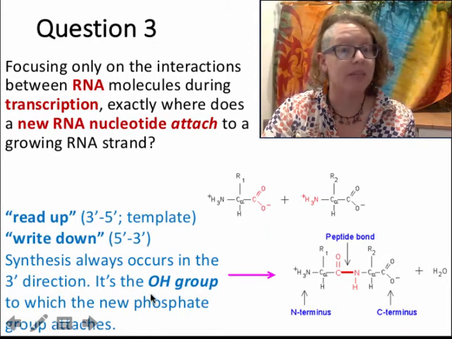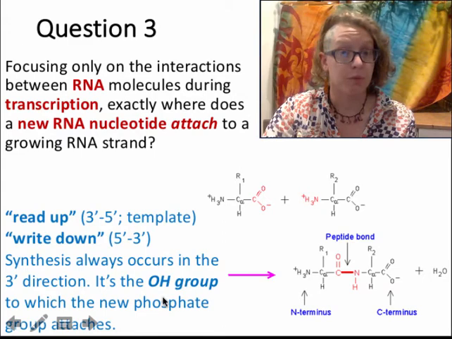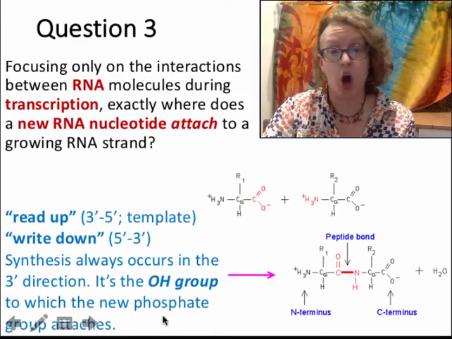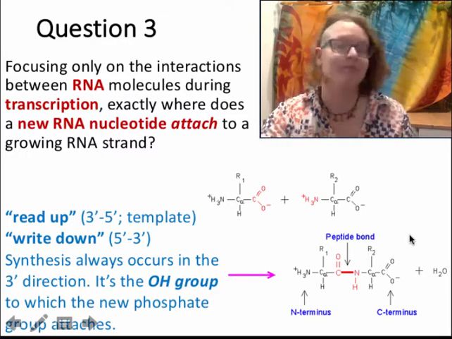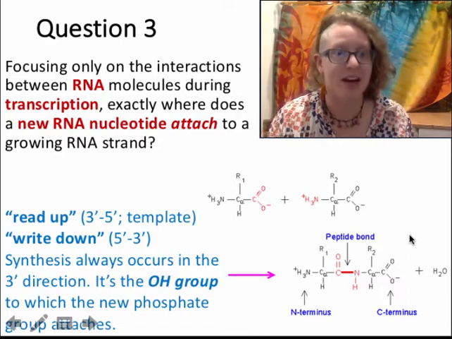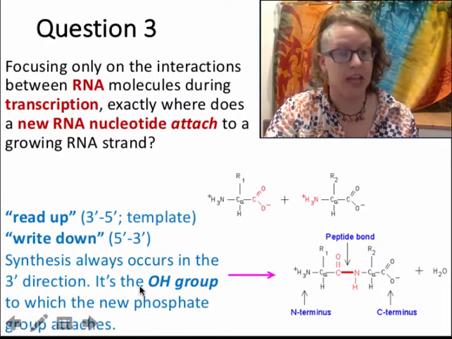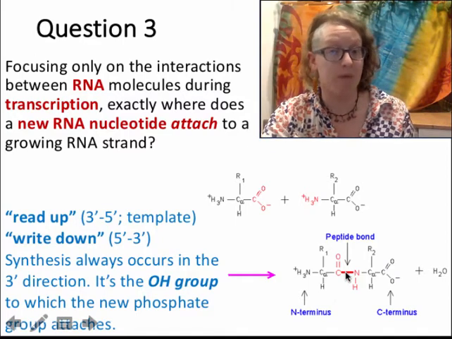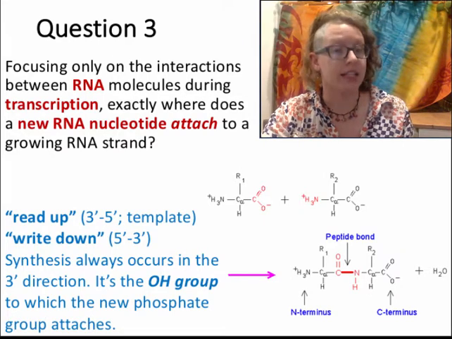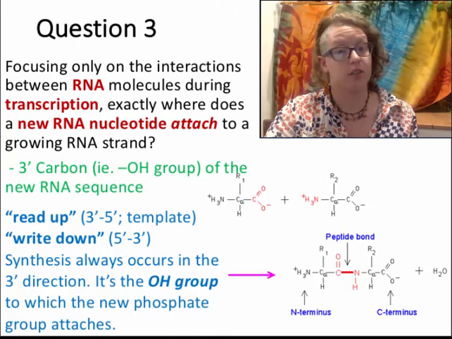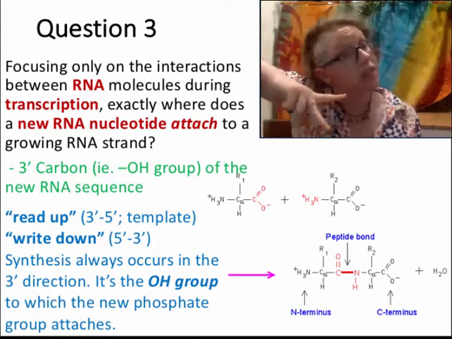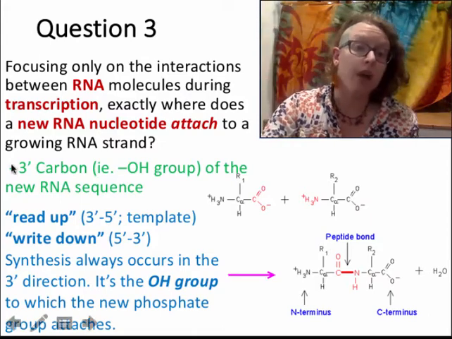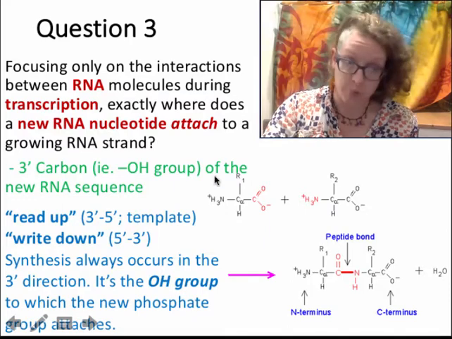And the 3' end is the OH group. The way that I remember that is that O and 3 are both round, and 5 and N are both pointy. But that's how I do it. You can figure out a different mnemonic. Synthesis always occurs in the 3' direction, and it's the OH group that is that 3' end of the RNA that builds the bond. And that's where a new phosphate group attaches. So this is the correct answer, and you need to have 2 aspects to get a full point. There's 3', which is an OH group.